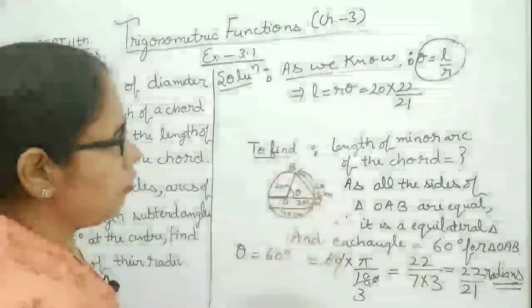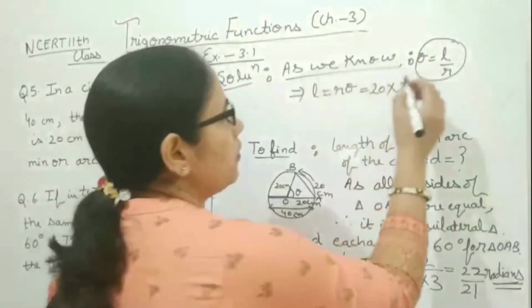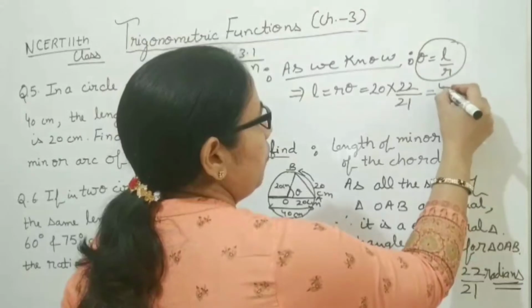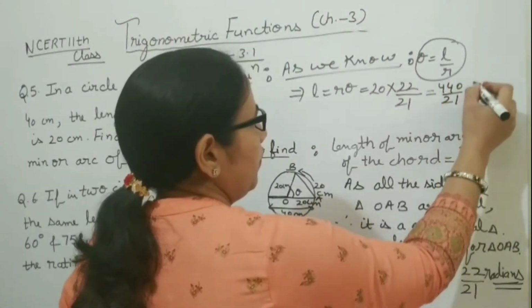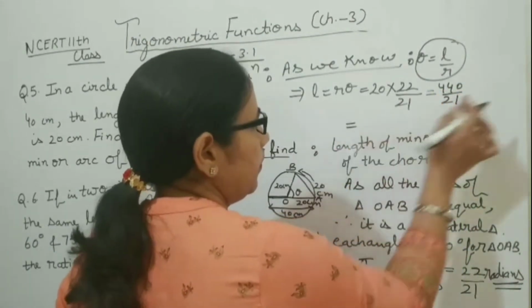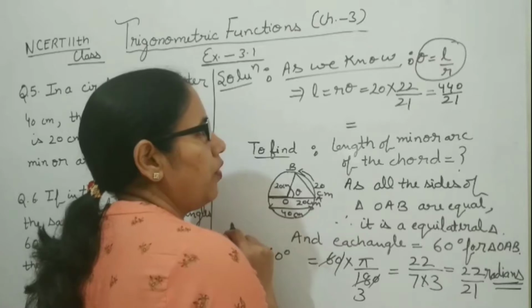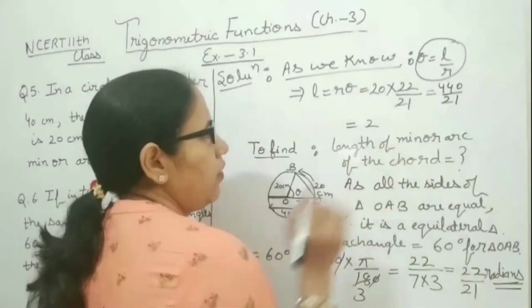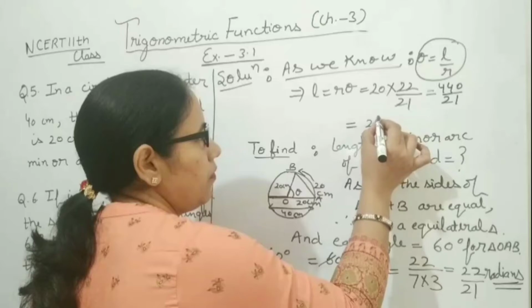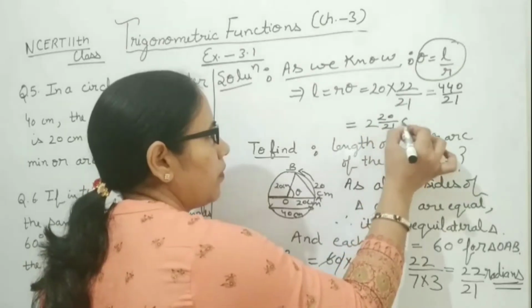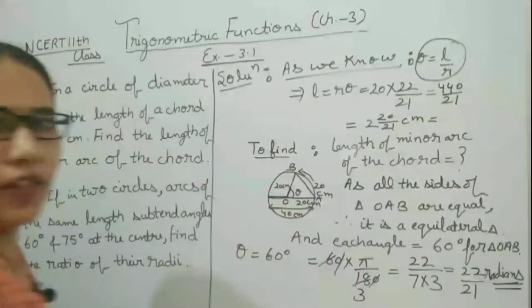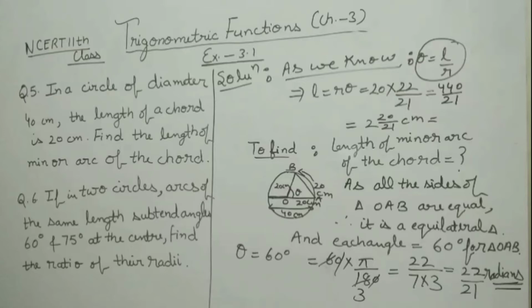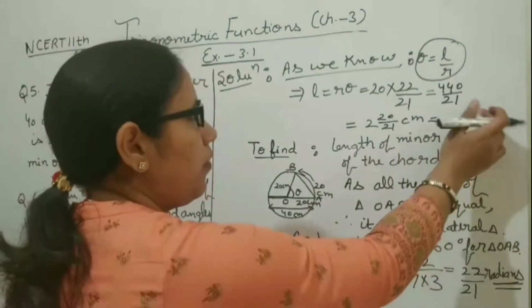Okay, and this is your solution. So calculate it first. This will give 440 over 21, and then again divide it by 21. Remaining is 20. So divide it completely. So the answer comes out to be, you can divide it yourself.